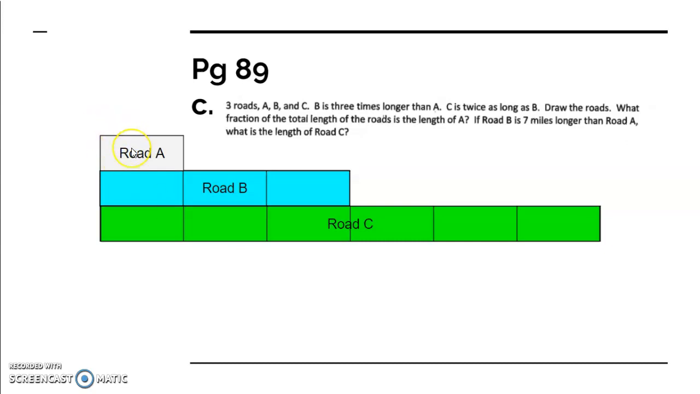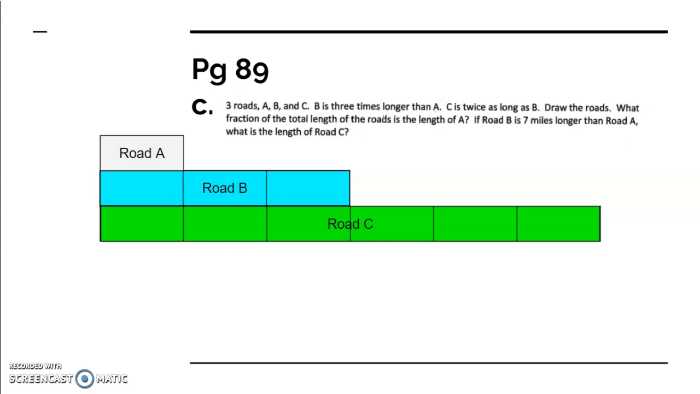So I'm going to start over here and count the pieces that I see. I have 1, 2, 3, 4, 5, 6, 7, 8, 9, and 10. So road A is 1/10 of the entire length that we have.